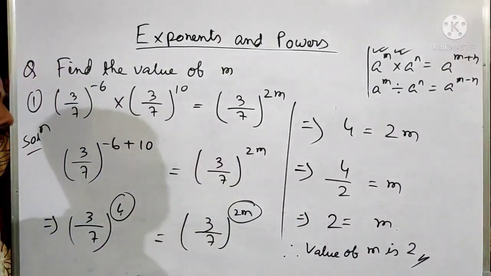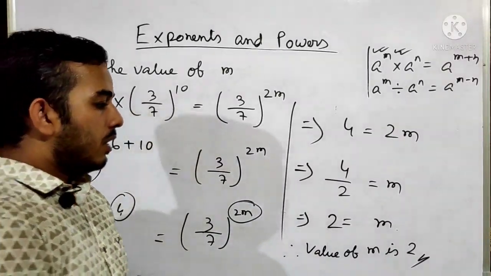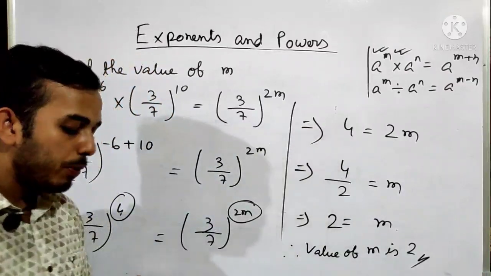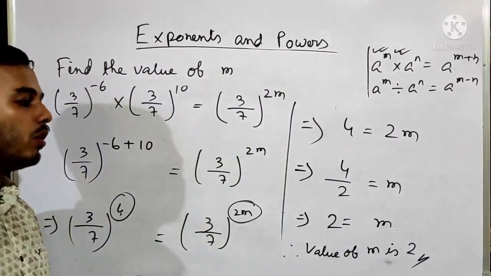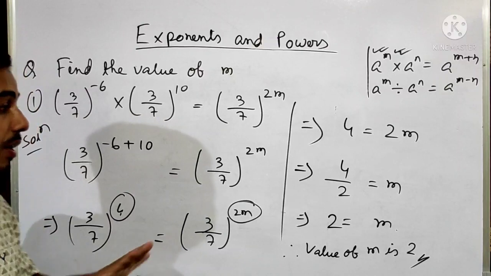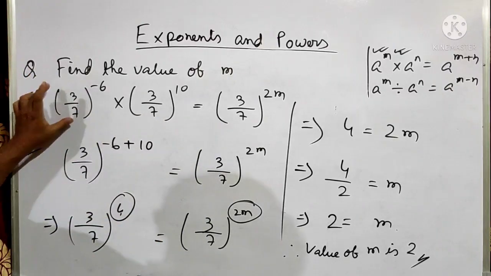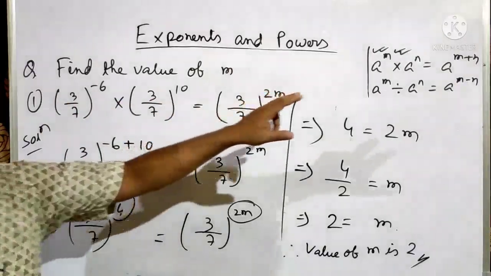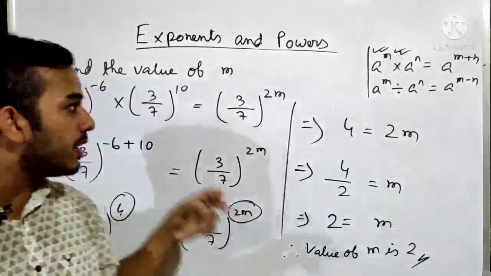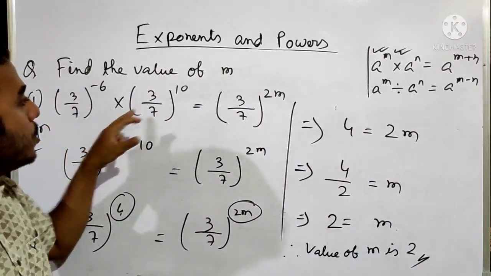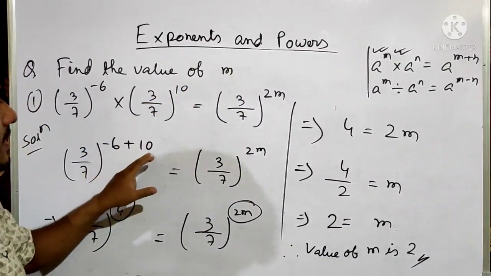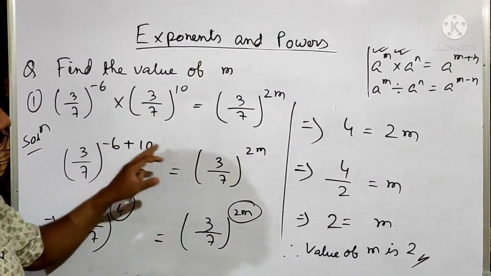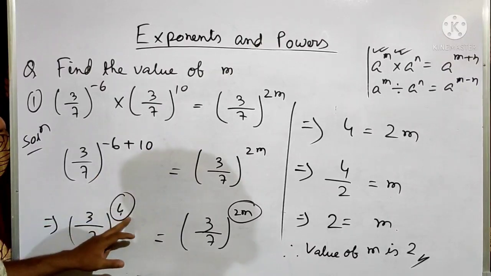Let's solve one more and I hope you will be clear. If you have any doubt, please ask me. How did I solve this? Here we considered 3/7 as a. When we have the relation a power m into a power n, it is a power m plus n. So minus 6 plus 10 is plus 4.